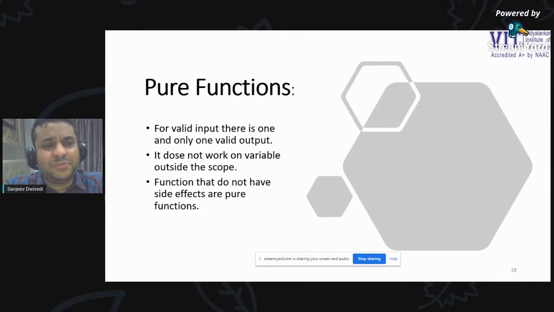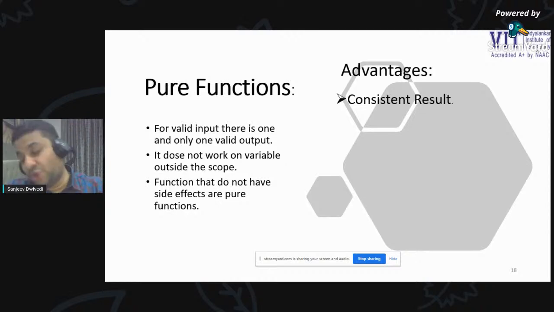So if I'm trying to generalize something, I can say a general function that does not have any side effect is eligible to be called a pure function. Any general function that does not have any side effect is eligible enough to call itself a pure function. Advantages of pure function. I hope I'm not boring you, but there are still interesting things coming for you.